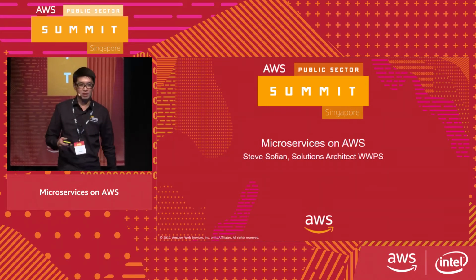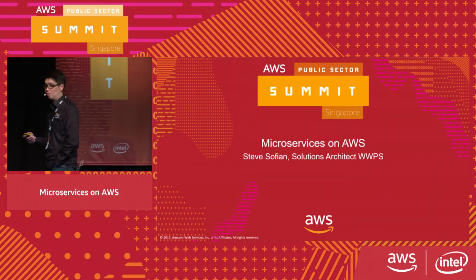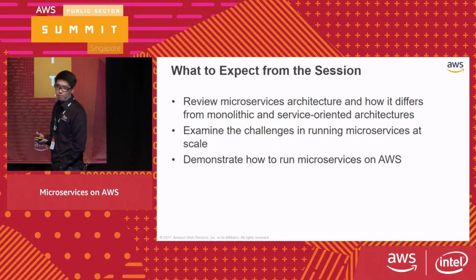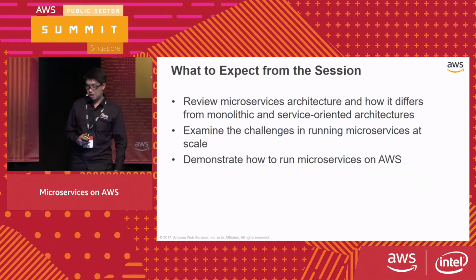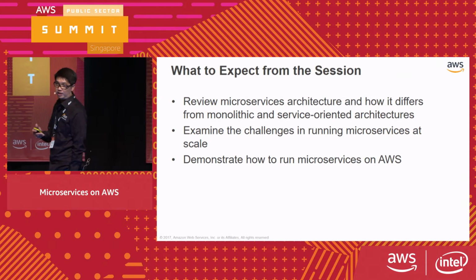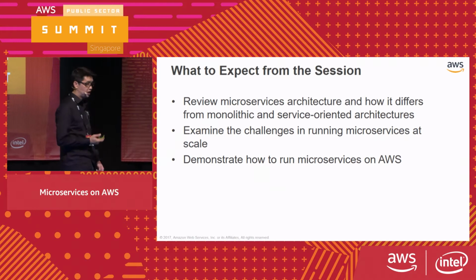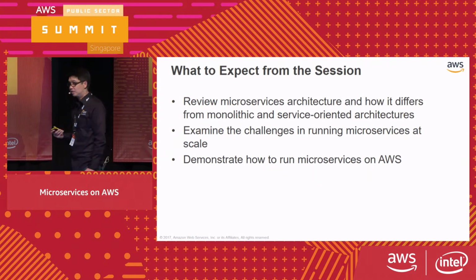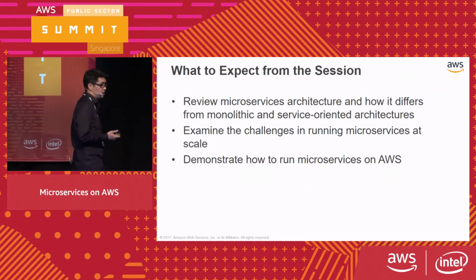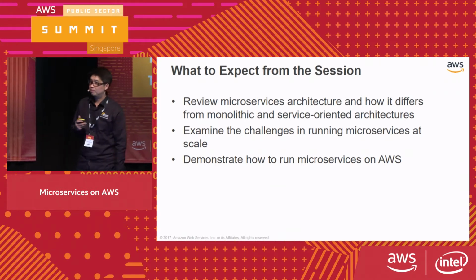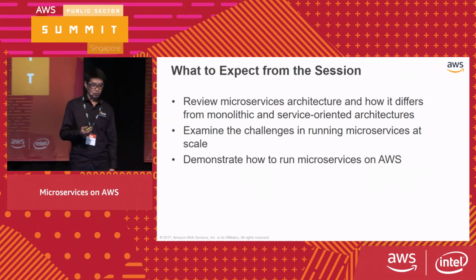I'm covering the public sector in Singapore and ASEAN, mainly Singapore governments, GLCs, what have you. So for today's session, it's an architectural session. We'll review how you do microservices on AWS, and how it differs from the traditional monolithic architecture and service-oriented architecture. The next thing I will cover is some of the challenges that you will see when you do a microservice architecture at scale. And lastly, we'll see how we can do that on AWS.